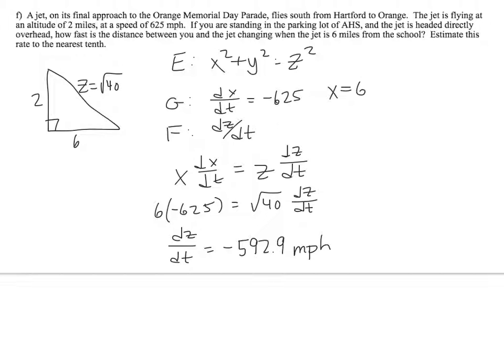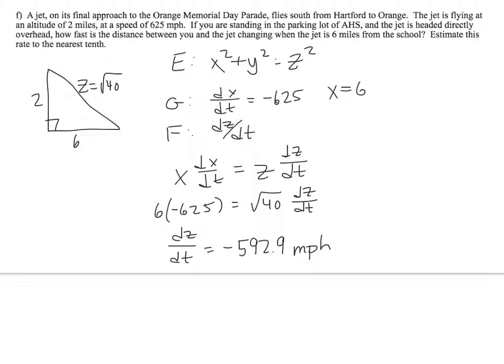Y is constant in this. The height of the plane is always 2, which means that there is no dy dt. dy dt would be 0. So in the related rates equation, I only have an x dx dt and a z dz dt. Substituting in my values, I can find dz dt to be negative 592.9 miles per hour. And then again, it should be negative because it is shrinking.